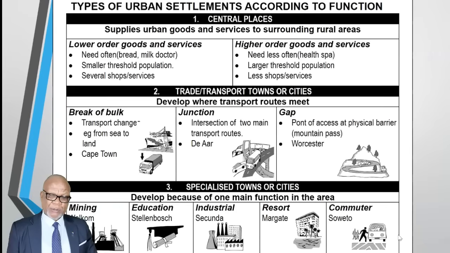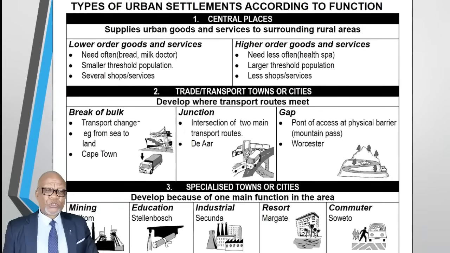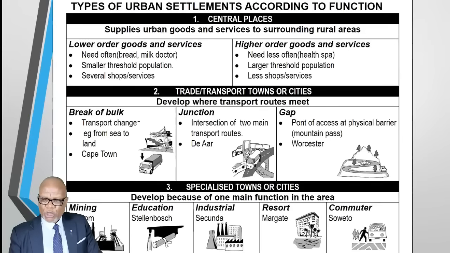Now, urban settlements, we've got types of urban settlements. Number one, we've got what you call a central place. So what is a central place? You must be able to define what a central place is. It is an urban area that provides goods and services to the surrounding area. So you have a town here, then around this town, this is rural, and this is urban.